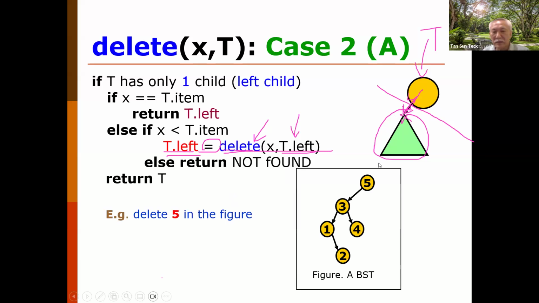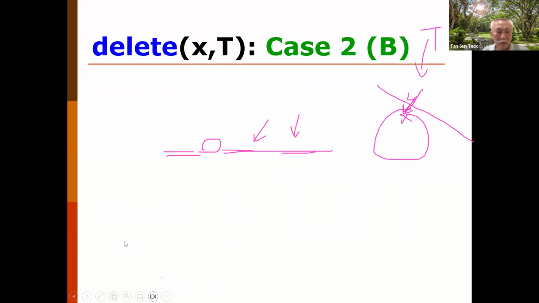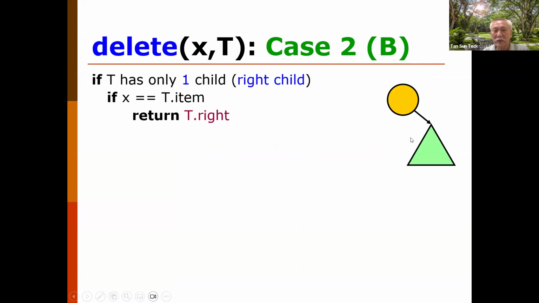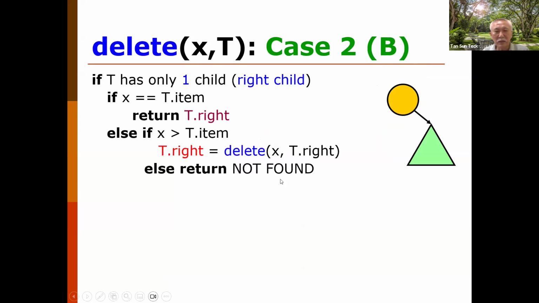So delete 5. If you delete 5 down here, you will just return 3 and then attach it to whatever parent is coming down. Case 2 is similar, except that it's on the other side. I have only one child. The diagram looks like this. So if you remove this, then you will have only the right child. Similarly, if it's not found, you can call this right delete to give you the answer.